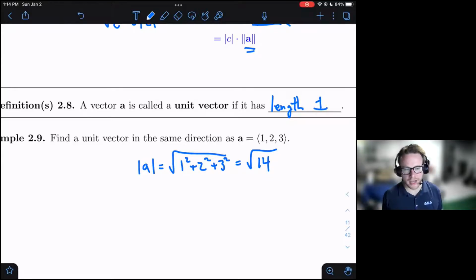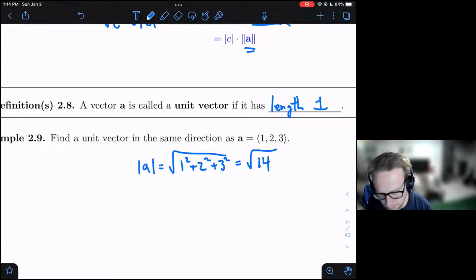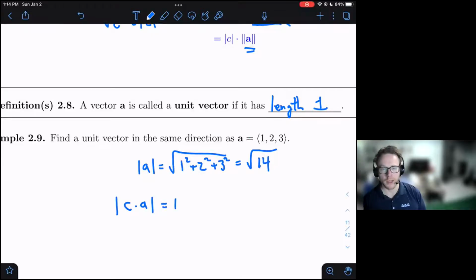Okay, so darn it, it's not already a unit vector. This vector right here has a length of root 14. So I would like to scale it by something, so that it has length 1. So I'm going to multiply it by some scalar, so that the length of it hopefully is 1.